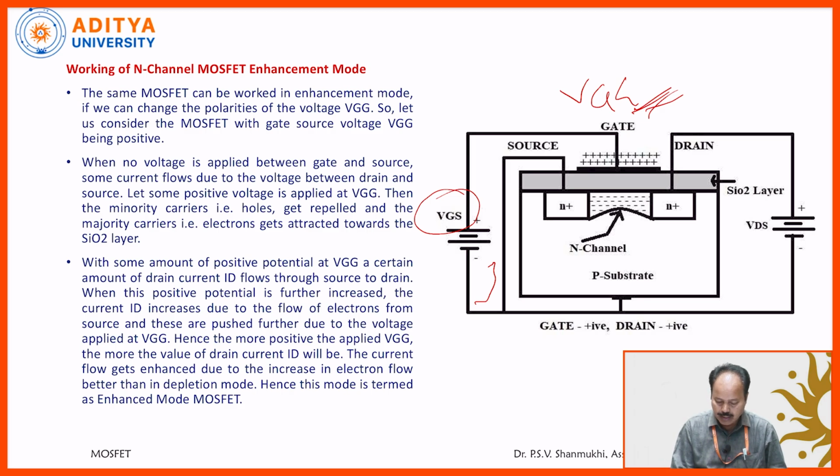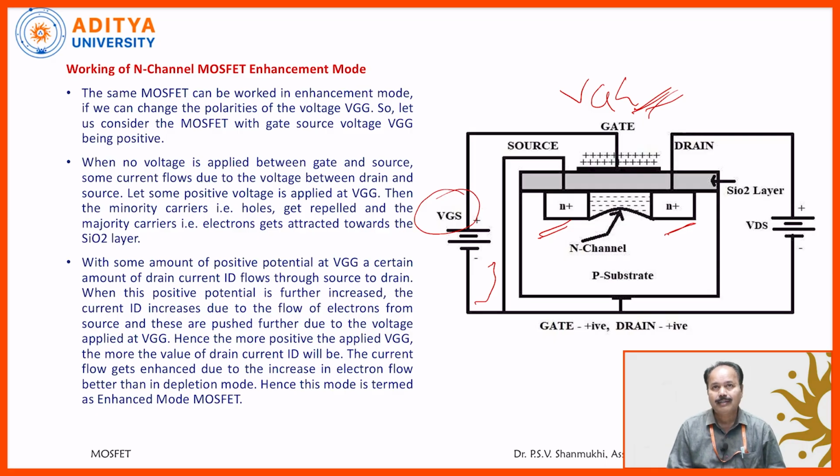Actually in the n plus region, source as well as drain, of course in this region electrons are attracted towards the gate, and this gate repels the minorities, actually the holes. Therefore electrons are attracted and the channel is created here. Now the electrons, you observe the drain.